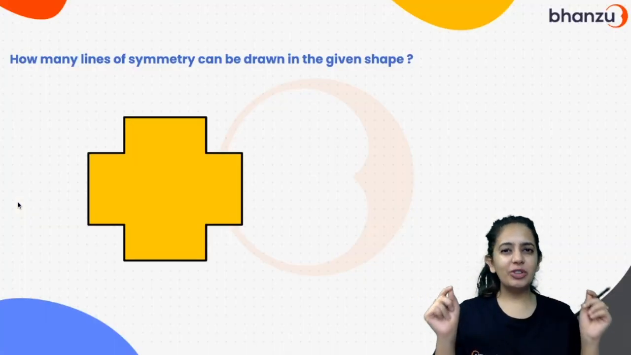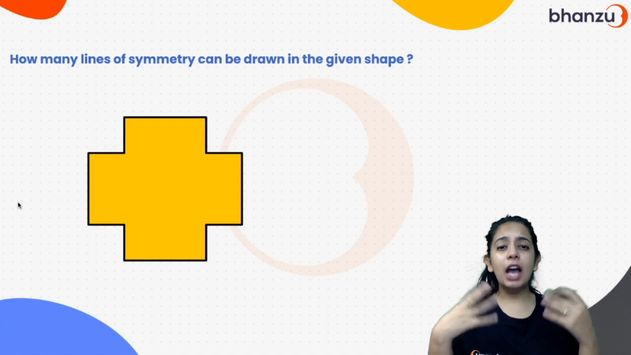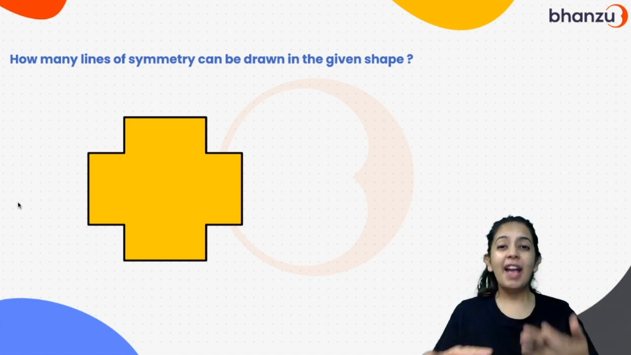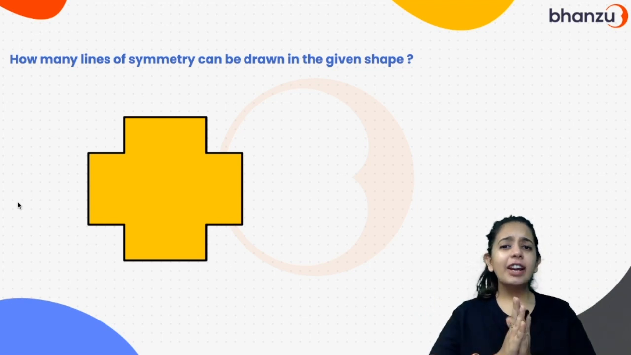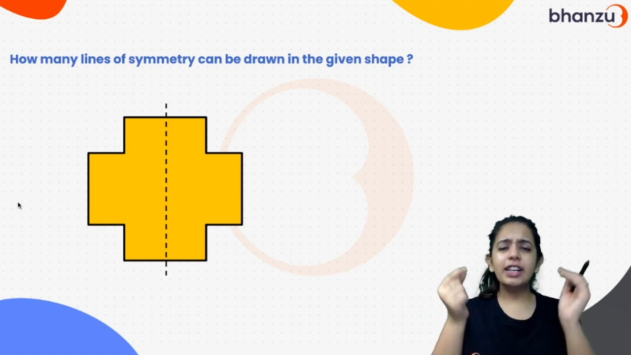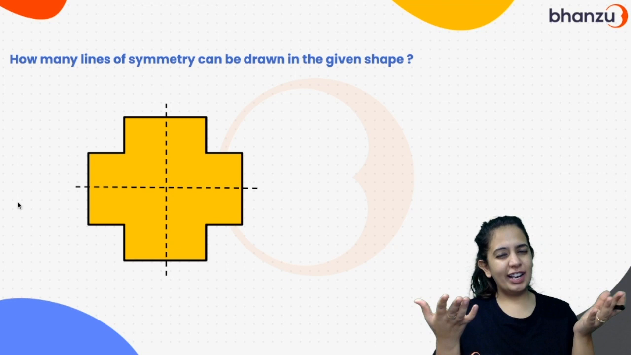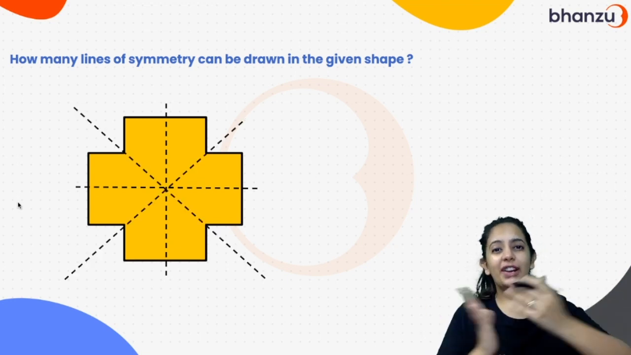How many lines of symmetry can be drawn in the given shape? That means in how many ways can you fold this shape and see the overlapping of the two equal sides. Yes, there are 4 ways to do that. First is the vertical line of symmetry. Second is the horizontal line of symmetry. And the others are diagonal, that is, diagonally you're going to fold it.